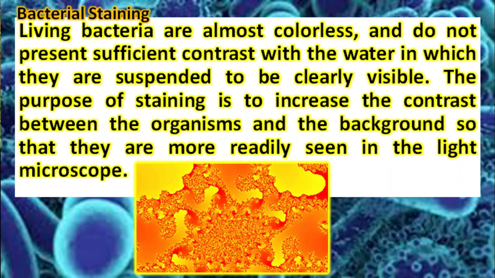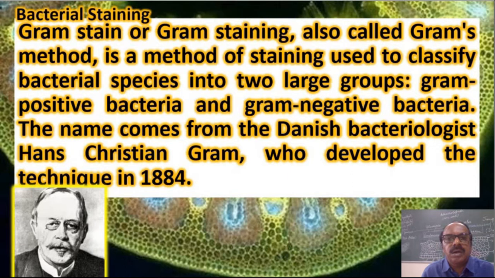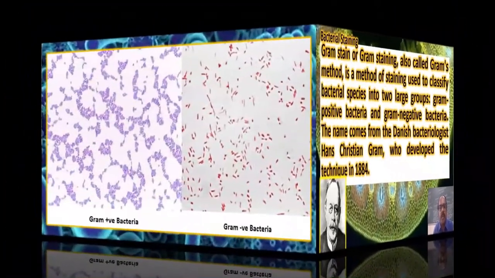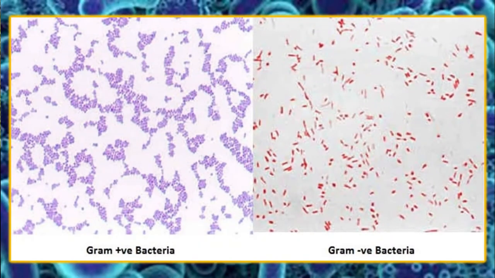There are different methods of staining bacteria in order to study their structure, and in this class let us study some of the most common and most important methods of bacterial staining. The first and the foremost method is called gram staining of bacteria. This was developed by Christian Gram in 1884, and this method is popularly used to differentiate bacteria into gram-positive bacteria and gram-negative bacteria.